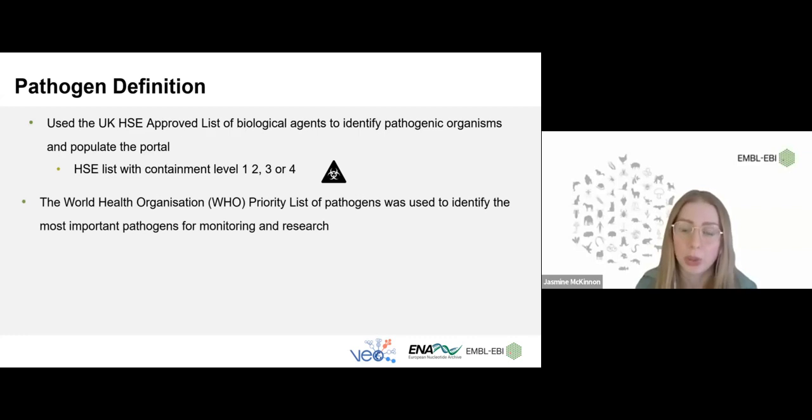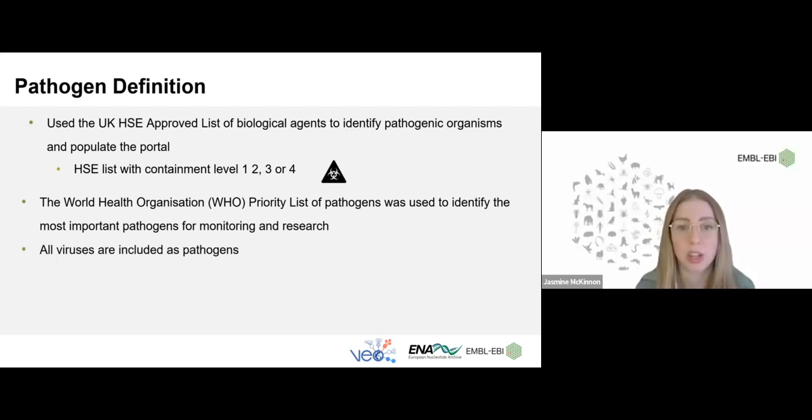The WHO, the World Health Organization, also makes a list of priority pathogens, which were already within the Health and Safety Executive list, but we did also use this list to make a subset of pathogens that we consider a priority. And that includes bacterial pathogens showing antimicrobial resistance and some of the most likely viral pathogens to cause a severe outbreak. So we include the priority data.